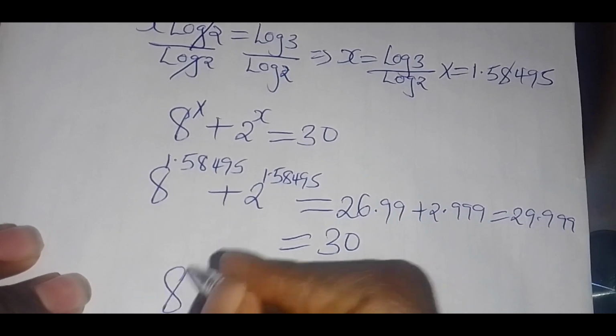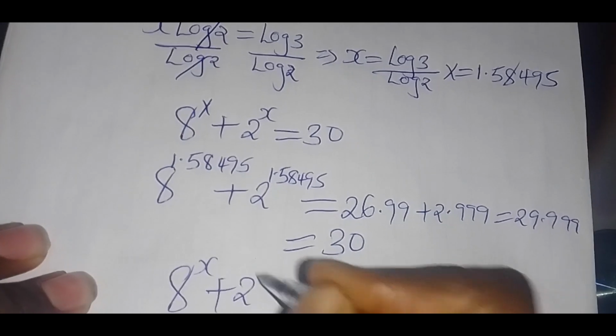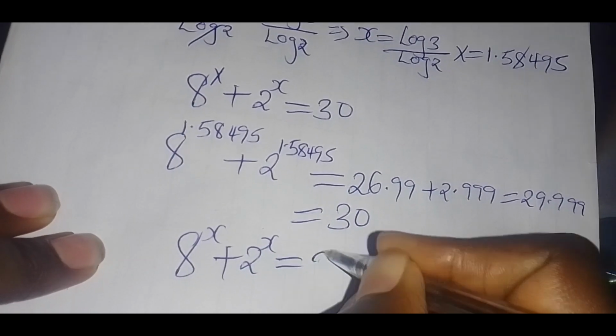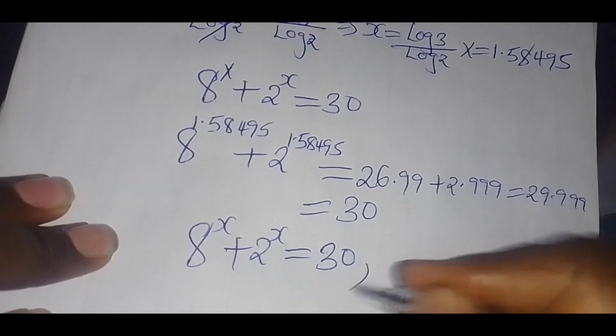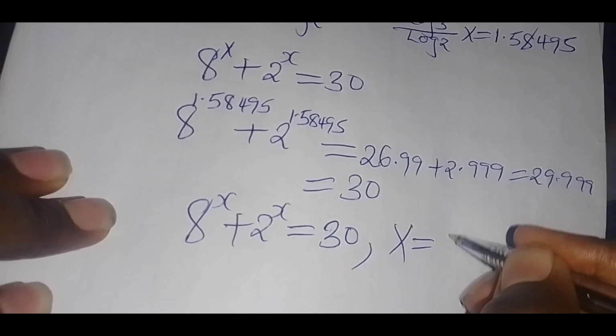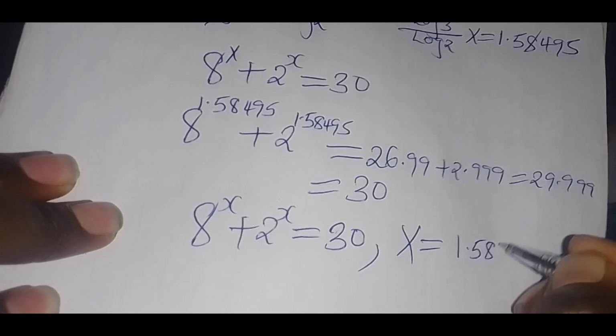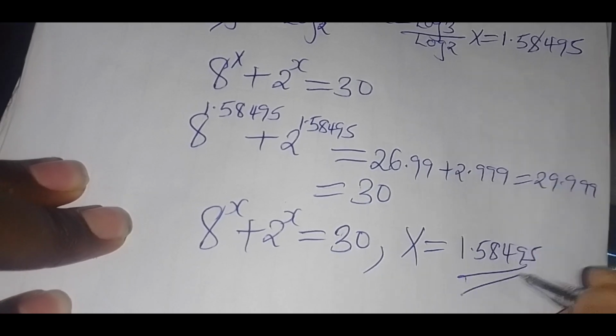So it's true that 8 raised to power x plus 2 raised to power x is equal to 30, given that x is equal to 1.58495, and this is our answer.